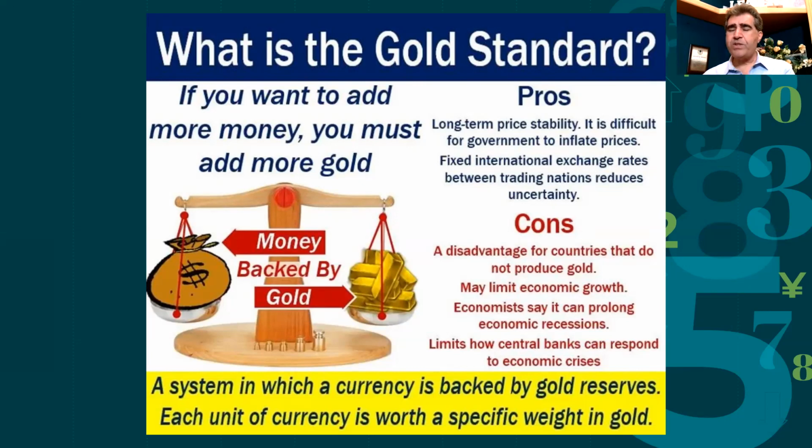So the pros of having the gold standard are obviously price stability, because it's difficult for governments to just inflate the prices, since you have to back it up with the assets that you have. And it also brings stability because of the fixed international exchange rates between nations, which reduces the uncertainty.